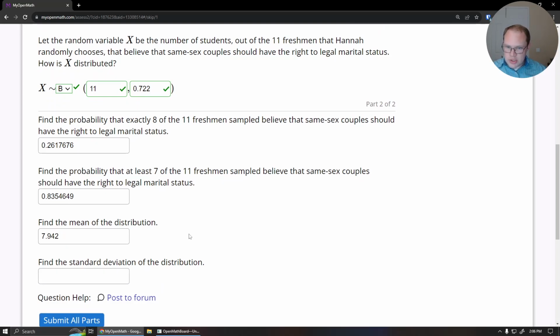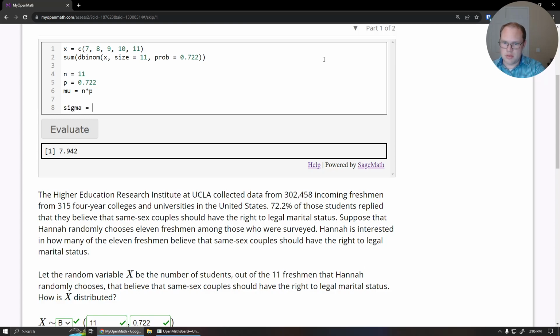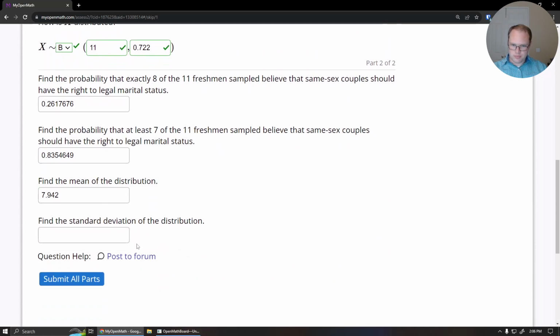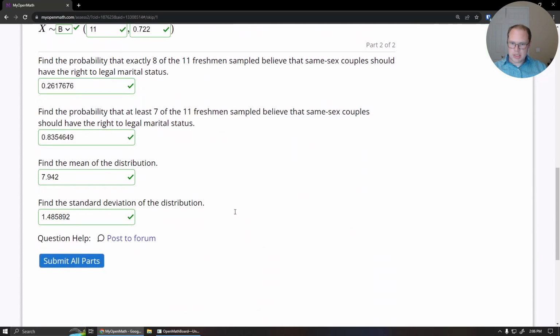And then standard deviation. That's n times p times 1 minus p, and then I take the square root of all that. Okay, that's, again, just using the formula that we learned for the standard deviation of a binomial distribution. And that is 1.485892. Submit all parts, and we have it.